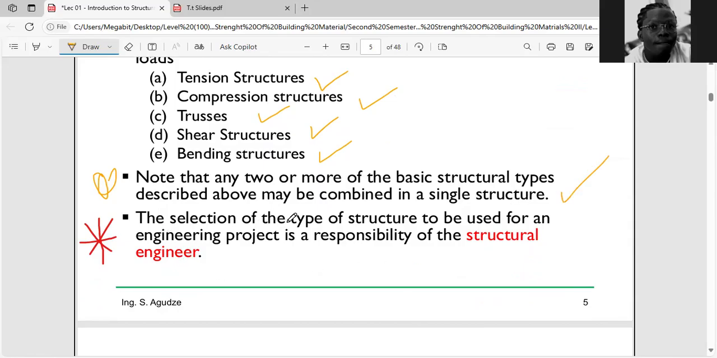The selection of the type of structure to be used for an engineering project is the responsibility of the structural engineer. So it is not the responsibility of a building technologist to design a structure, okay? But we are only reading this course so that we will be able to understand the drawings provided by the structural engineer.